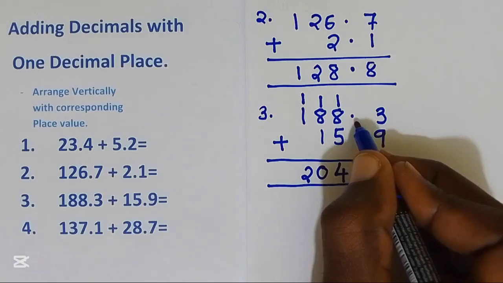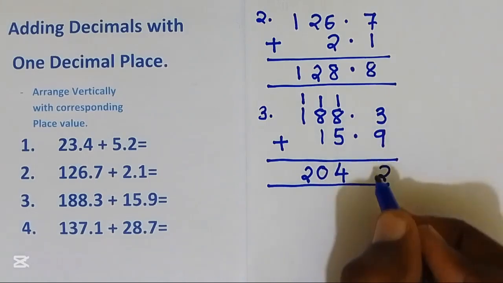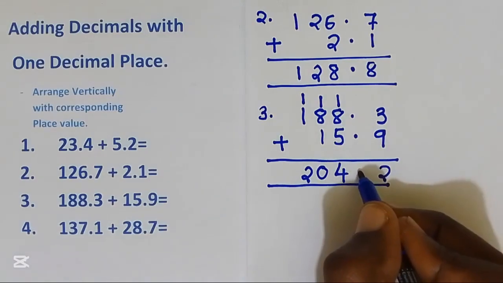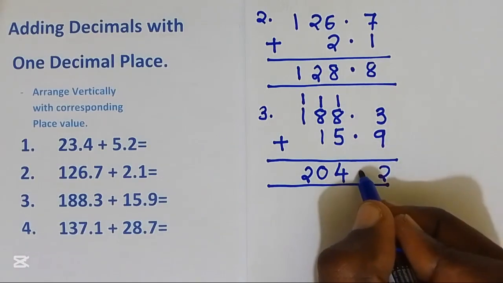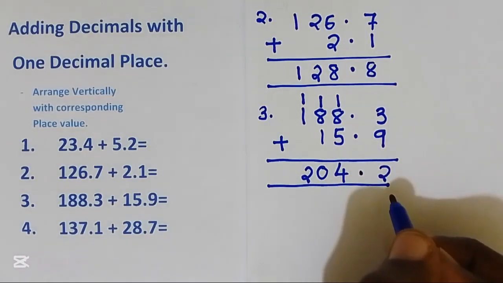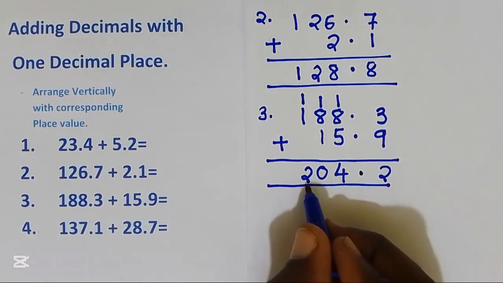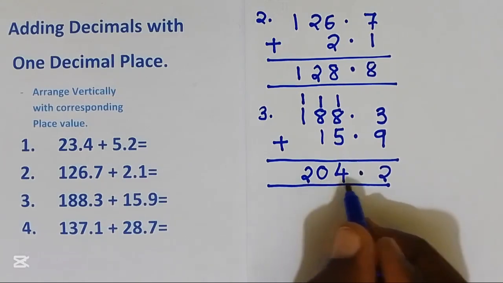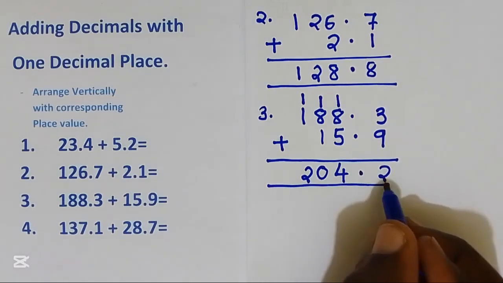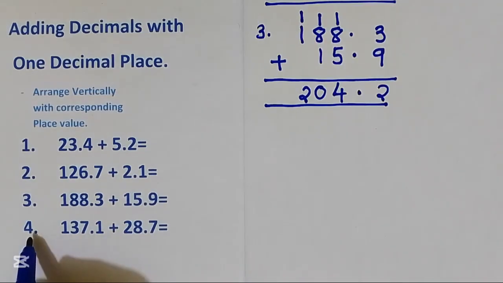And then we are going to align our decimal point. We have 1 decimal place, so our decimal point is going to be here. Our answer is 204.2. Let us do the last question.